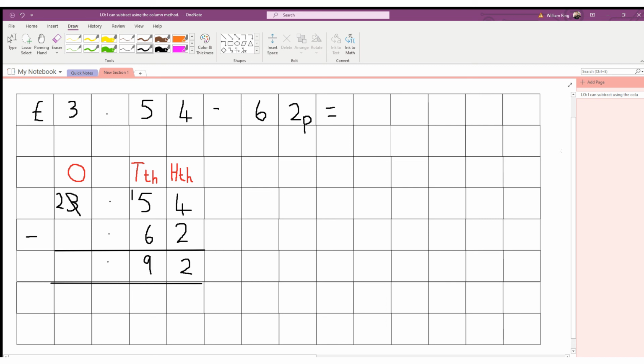Then I need to put my decimal point in, make sure I don't forget that. And finally, I've got 2 ones take away 0 ones is 2 ones. So our answer is £2.92. When I put it in, I'm going to put the pound sign back in and then put the answer in, £2.92.